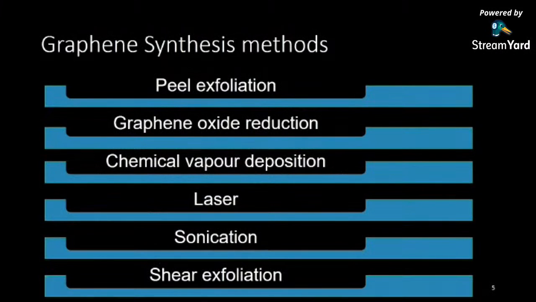Some of them are peel exfoliation, the first method. There is also graphene oxide reduction, chemical vapor deposition, the use of laser, sonication, and shear exfoliation. The final two, those were the methods used for this work. First, sonication. What is sonication?